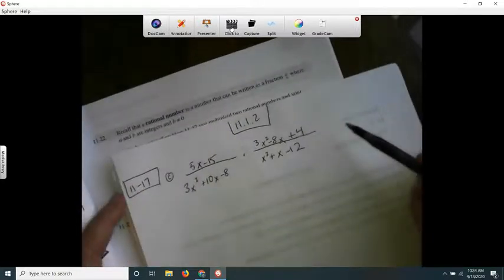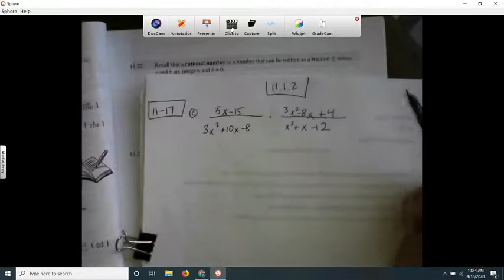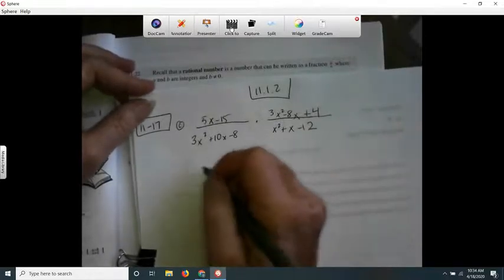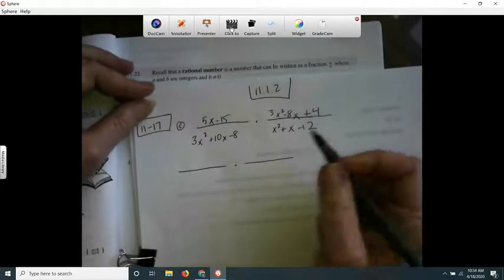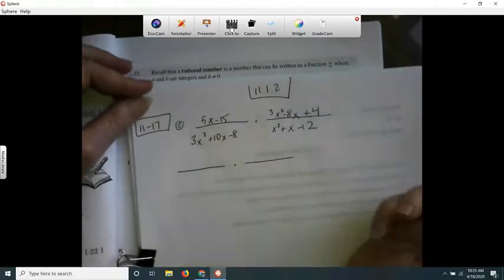I think you really need to learn how to factor if you're one who doesn't know how, because there's no other way to do this. You have to factor. So you go through and you factor all 4, the numerators and denominators. So factor this. Well, it's got a 5. The greatest common factor is 5. So that one's done.